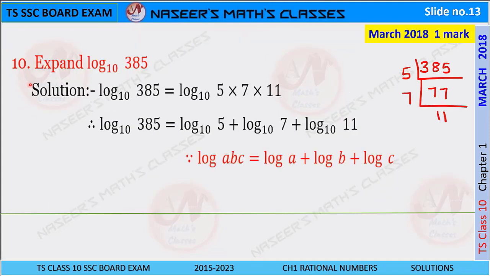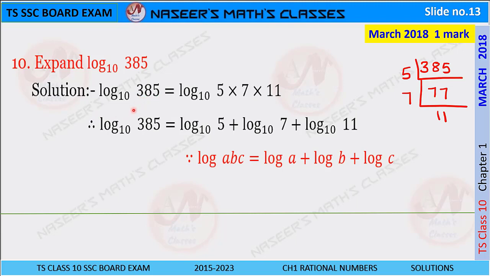Now we are going to solve the 10th problem. It is given: expand log 385 base 10. To expand this, first of all, we have to find the factors of 385. So 385 is written as 5 into 7 into 11. So we replace 385 with 5 into 7 into 11.